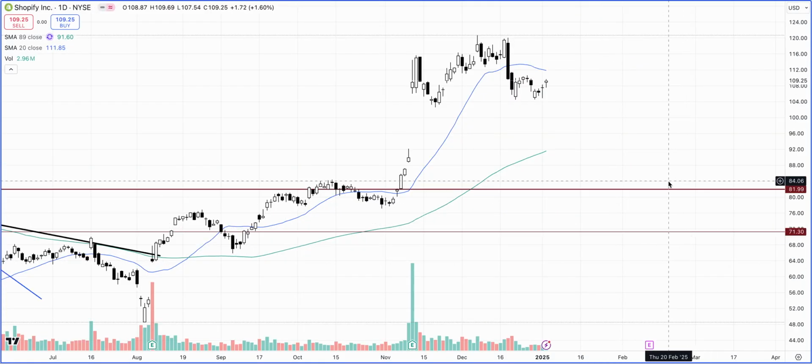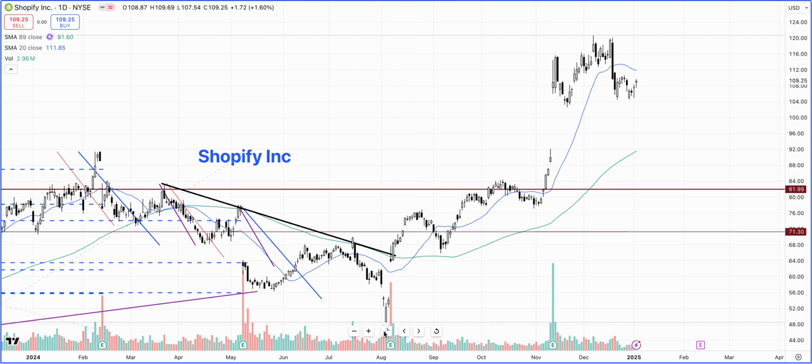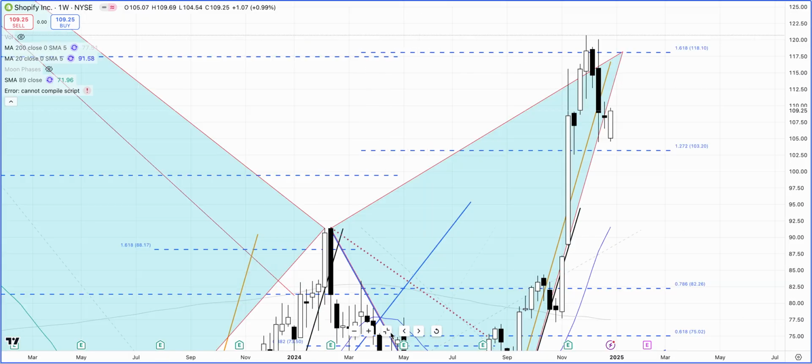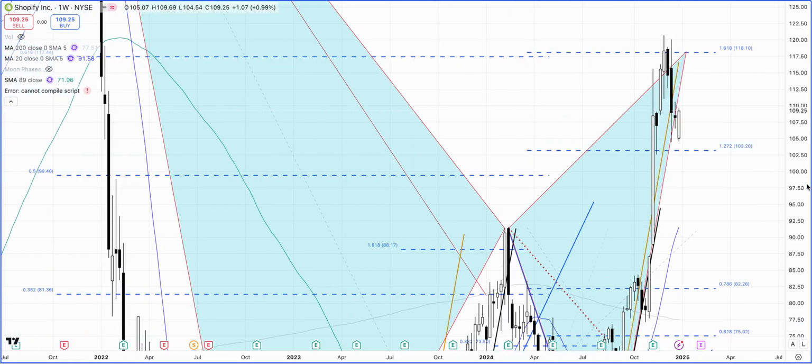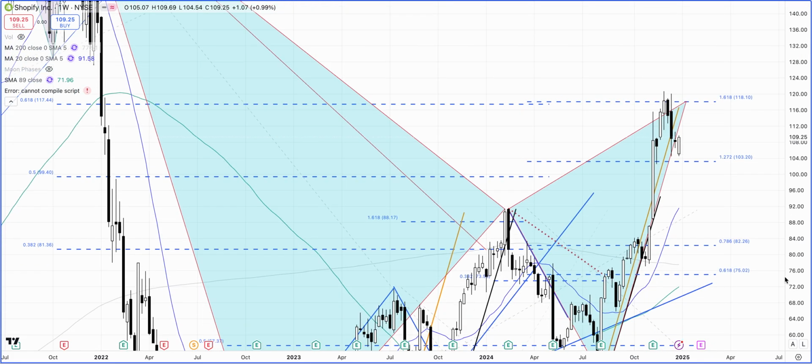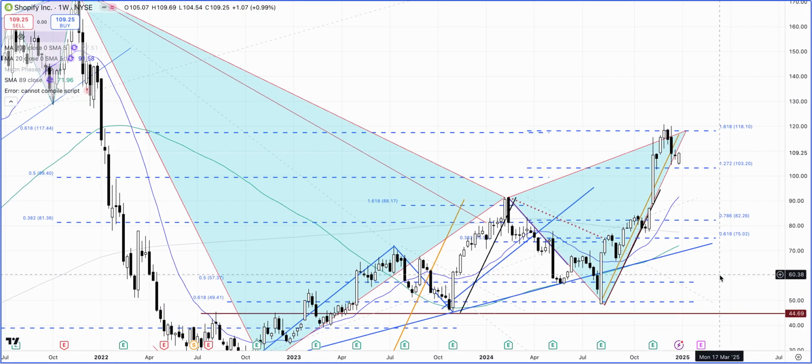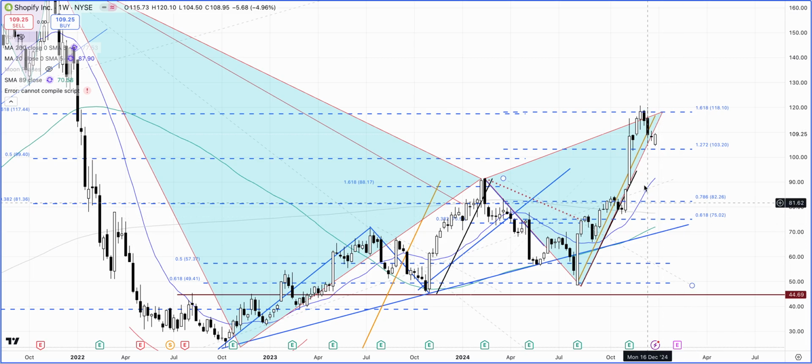There you go. So Shopify, I'm going to move to the weekly chart. The good news is that it had a weekly positive close, but this pattern is really important, and there is a possibility of further weakness for the stock, which could see a pullback to maybe the 90 level. So we'll just keep on watching it.